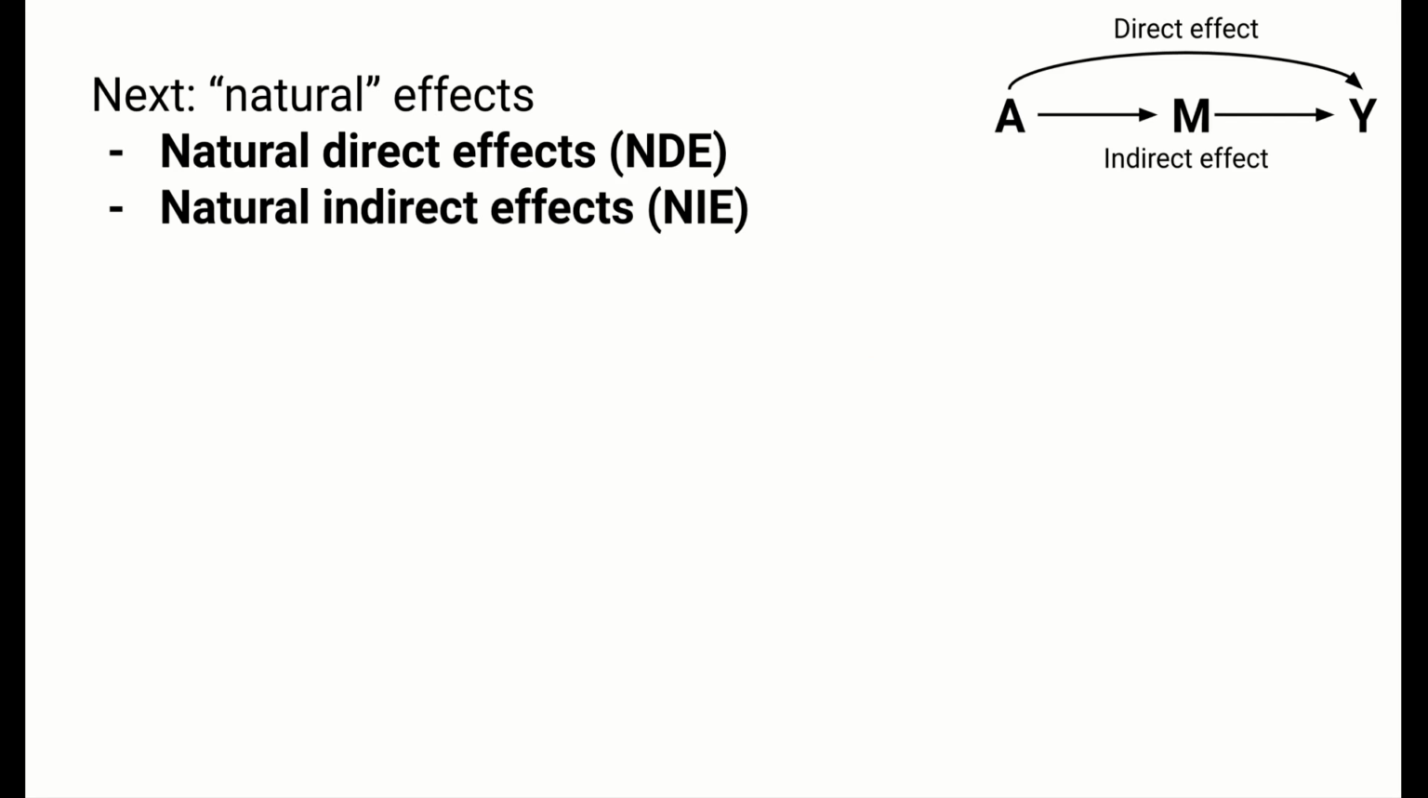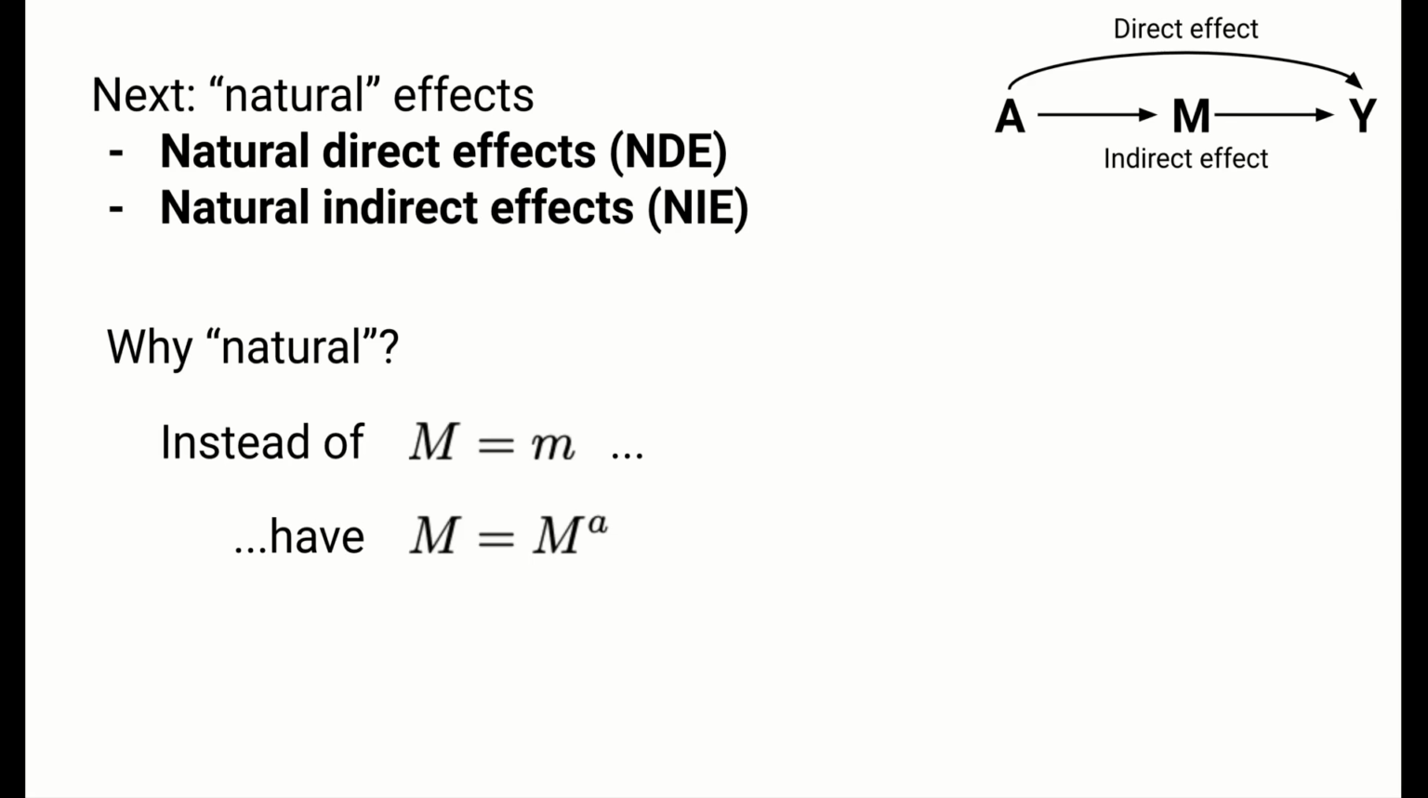The two other types of effects that we'll discuss in this video are called natural effects, the natural direct effect and the natural indirect effect. They're called natural effects as opposed to controlled because instead of controlling or fixing the value of the mediator at some constant, they involve the potential outcome for the mediator. This potential outcome is the value of the mediator that would naturally result in response to intervention on treatment.